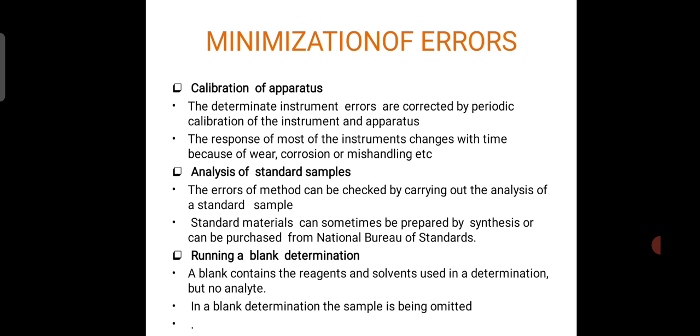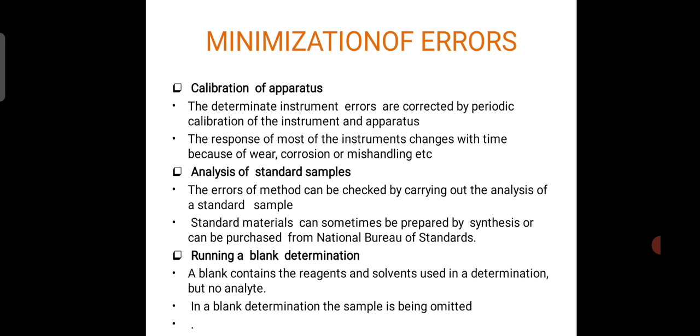Then minimization of errors. How to minimize errors? First one, calibration of apparatus. It's very important to calibrate each and every apparatus periodically. In our lab manual there is an experiment for the calibration, so at that time you will get a good idea. Without cleaning or calibrating the apparatus, the experiment results in many problems; impurities will be there, or sometimes wear and tear will be there in the apparatus. So we should calibrate the apparatus periodically.